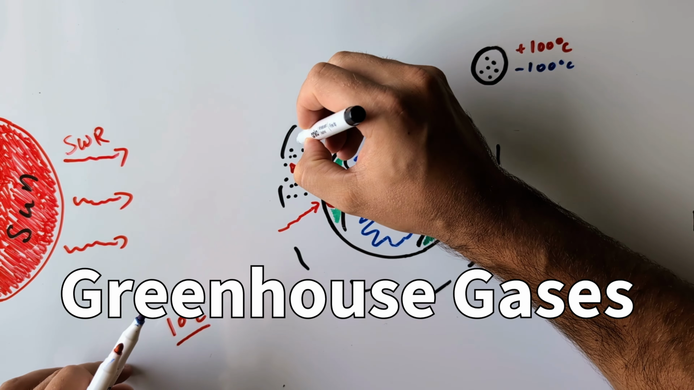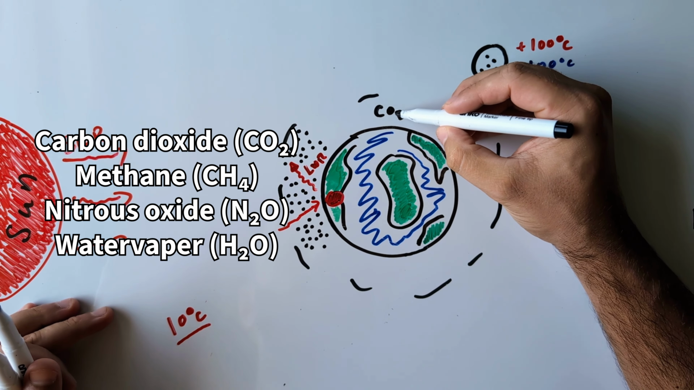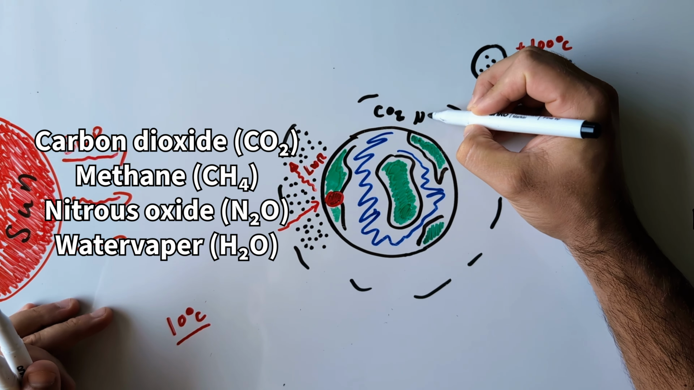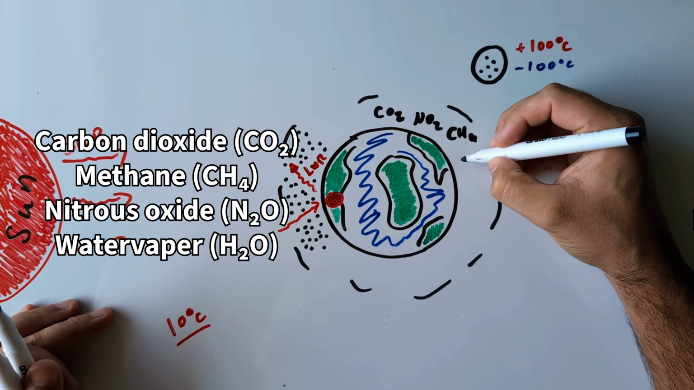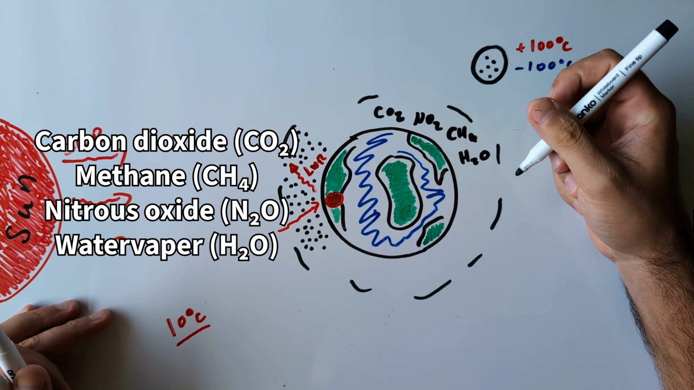So completely naturally, greenhouse gases have existed in our atmosphere for billions of years, okay? Now, the big four are carbon dioxide, which makes up over 89% of human emissions, CO2, nitrous oxide, which comes from planes, CH4, methane, which comes from cows, and then water vapor, which kind of occurs naturally and links to our water cycle.